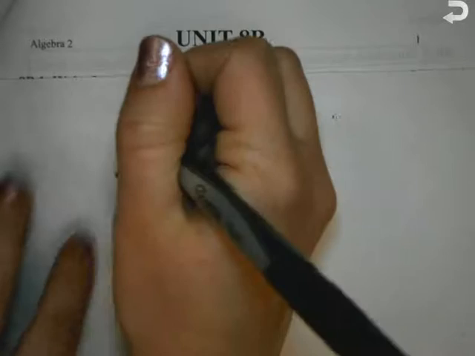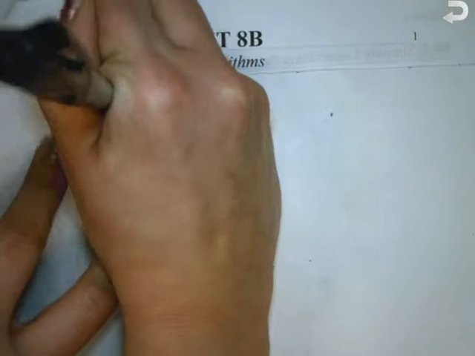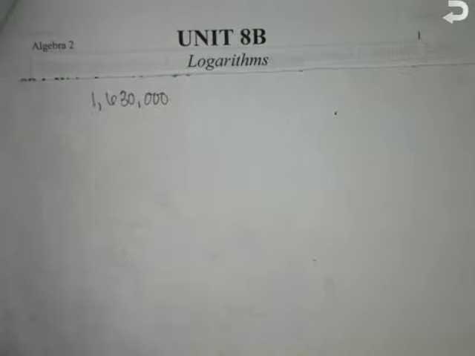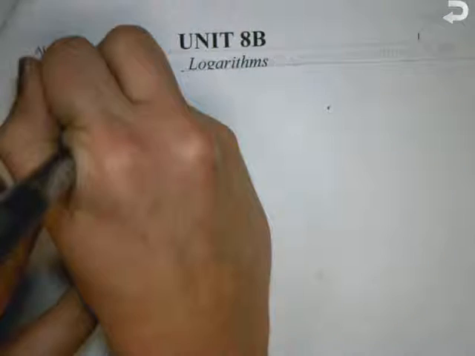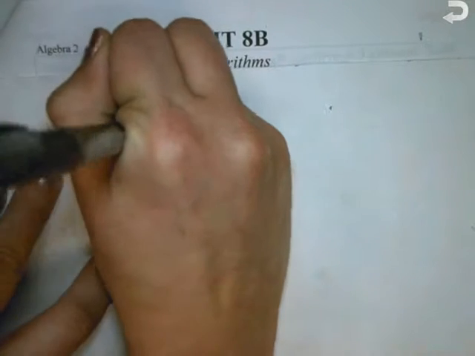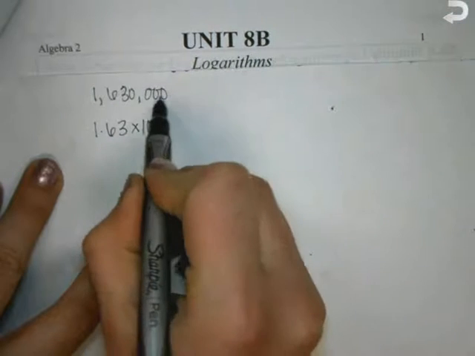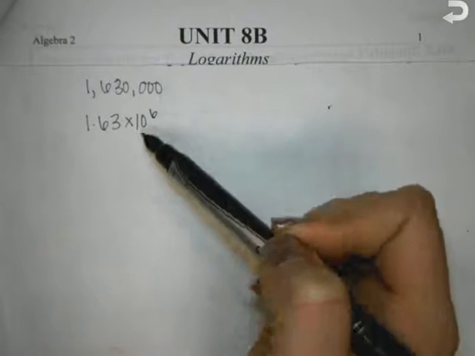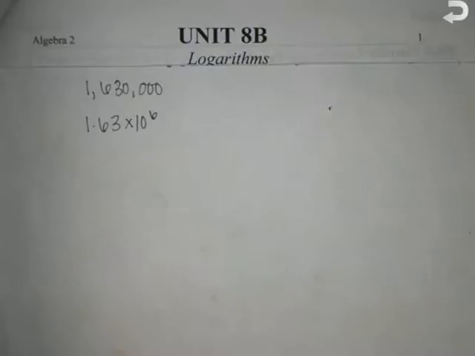If I gave you a number like 1,630,000, how would I write that in scientific notation? 1.63 times 10 to the 1, 2, 3, 4, 5, 6, right? Does everybody agree that these two numbers are exactly the same? I'm just rewriting it in a different way, right?